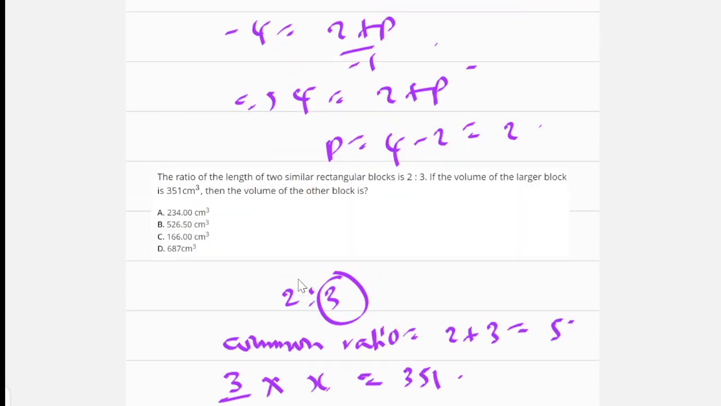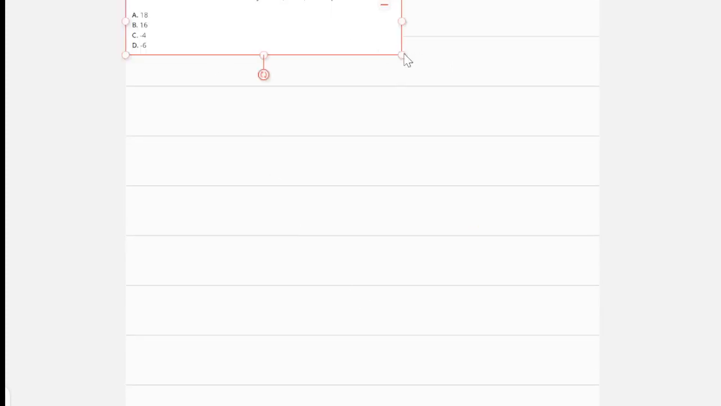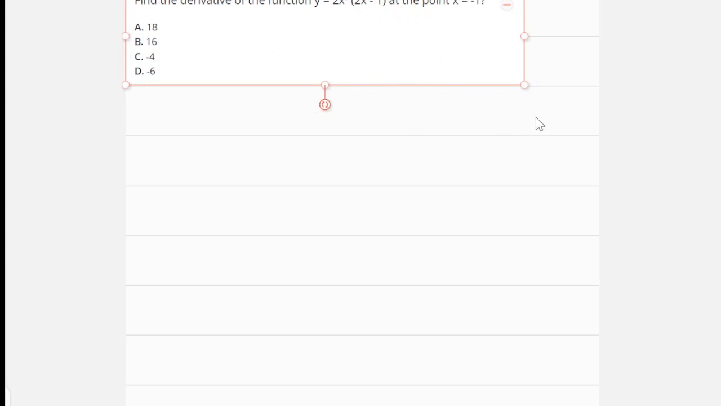Let's check if the answer is there. Yeah, that is 234 centimeters square. You can see it is not difficult to do. So another question is on derivatives. Okay, the next one, the question says find the derivative of the function y is equal to what?